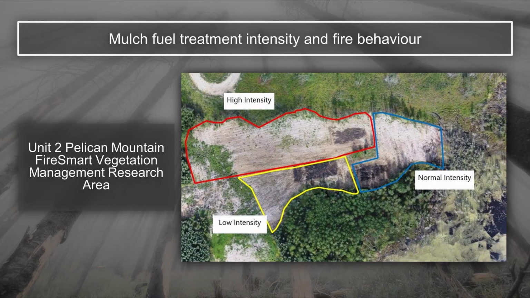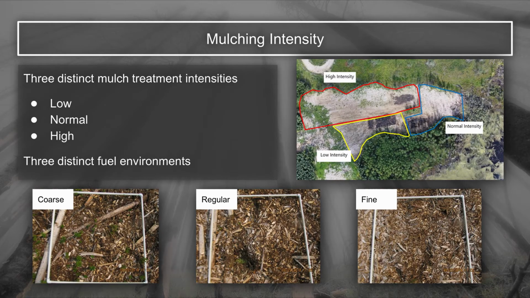Experimental fires in mulched fuel beds have given us good insights into potential fire behavior in these fuel environments. Unit 2 at the Pelican Mountain Fire Smart Research Area was designed to study fire behavior in mulched fuel beds that have been treated using varying treatment intensities. 3 different mulch treatment prescriptions with varied intensity were applied in the 3 subunits. This resulted in 3 distinct mulch fuel beds with different fuel characteristics.